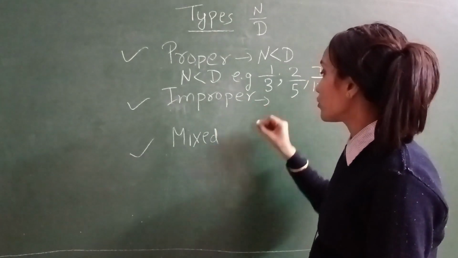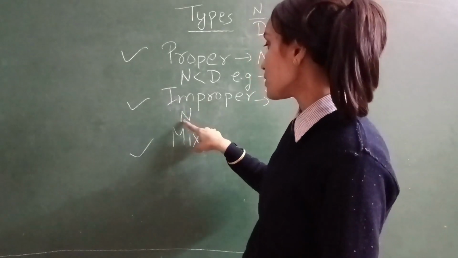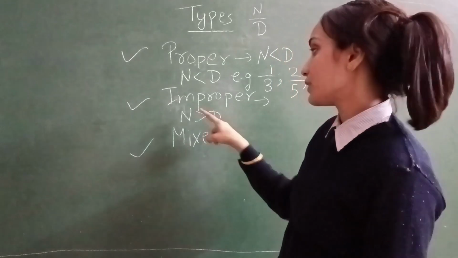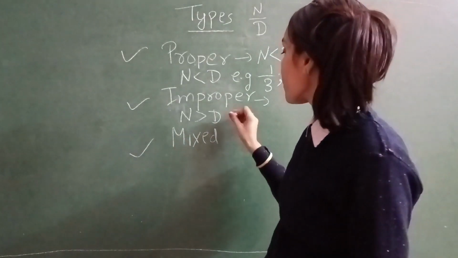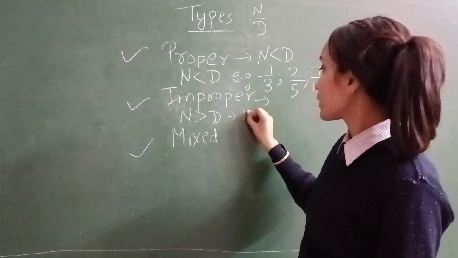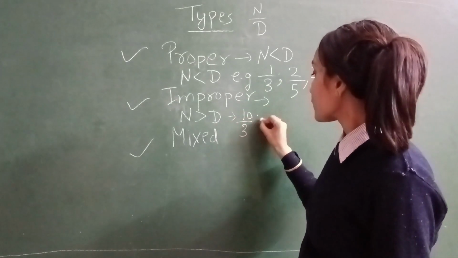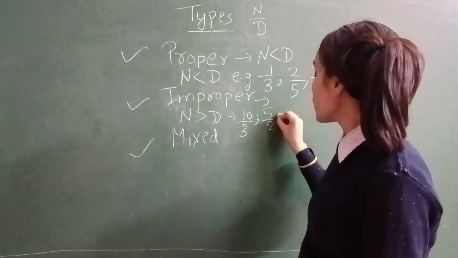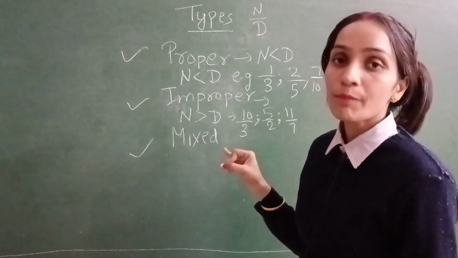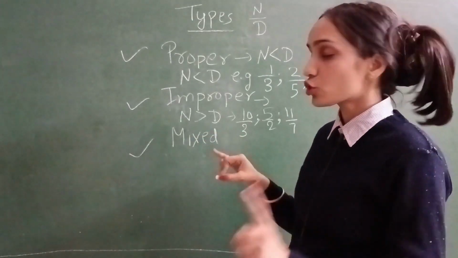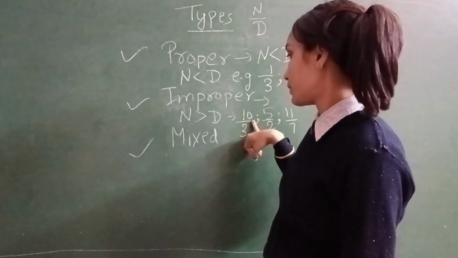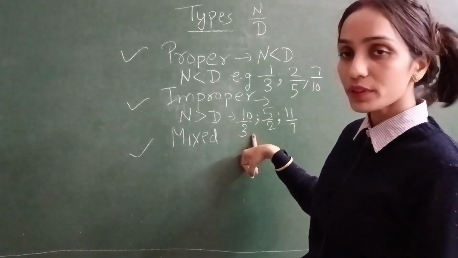And in the improper fraction, there is the vice versa case. Here numerator should be greater than denominator. Then only we can call it improper fraction, right? So here, let me take an example. All right, so here it is 10 upon 3. Next is 5 upon 2. Next you can consider 11 upon 7. So all these three fractions have one similarity, which is the denominator is smaller than the numerator. Here numerator is bigger than denominator, right?